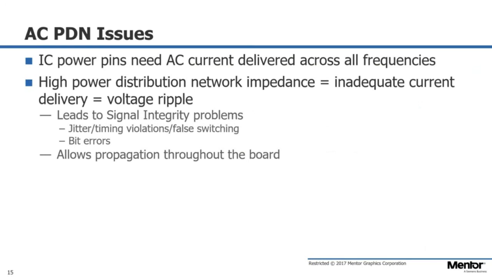The next point is, if there's a high PDN impedance, we're going to have an inadequate current delivery, which can lead to a voltage ripple. If we have a significant voltage ripple all across our power plane, that can lead to some very big signal integrity issues, such as jitter, timing violations, and bit errors.